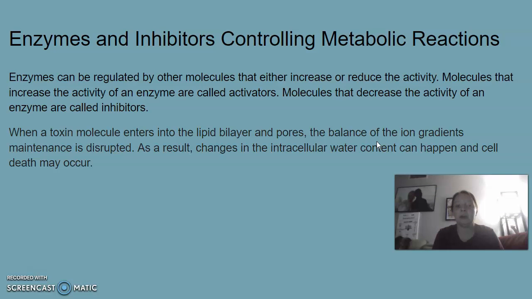Enzymes and inhibitors controlling metabolic reactions. So enzymes can be regulated by other molecules that either increase or reduce the activity. Molecules that increase the activity of an enzyme are called activators. Molecules that decrease the activity of an enzyme are called inhibitors. When a toxin molecule enters into the lipid bilayer and pores, the balance of the ion gradient's maintenance is disrupted. As a result, change in the intracellular water content can happen and cell death may occur.